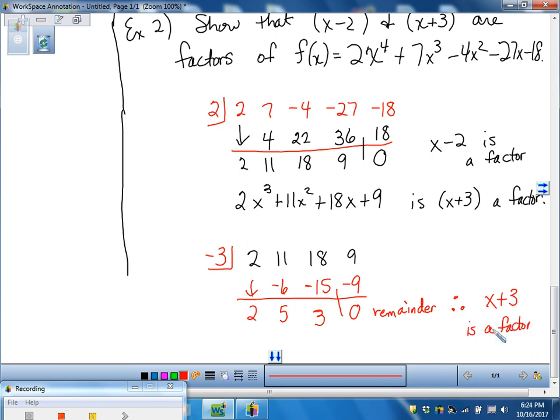So the factor theorem just says that if you do your synthetic division, or long division if you prefer that, and you get a remainder of 0, then that particular term that you divided by is a factor of that polynomial. Let's go ahead and copy this down, and we'll finish up with our last example.